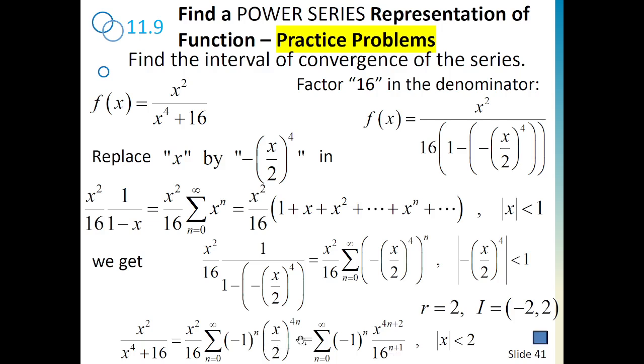And upstairs we have x to power 4n, and everything is multiplied by x squared each term, so it is x to power 4n times x to power 2, so x to power 4n plus 2. This is just a more compact and proper way to write it.